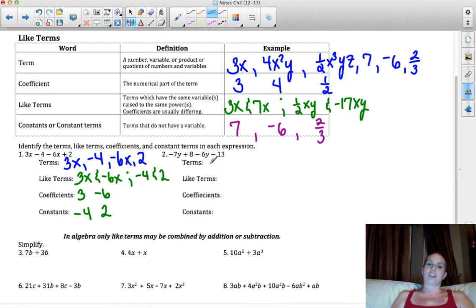Would you please attempt problem number 2? Once you have it finished, come back and check your work and see how you did. So check number 2.